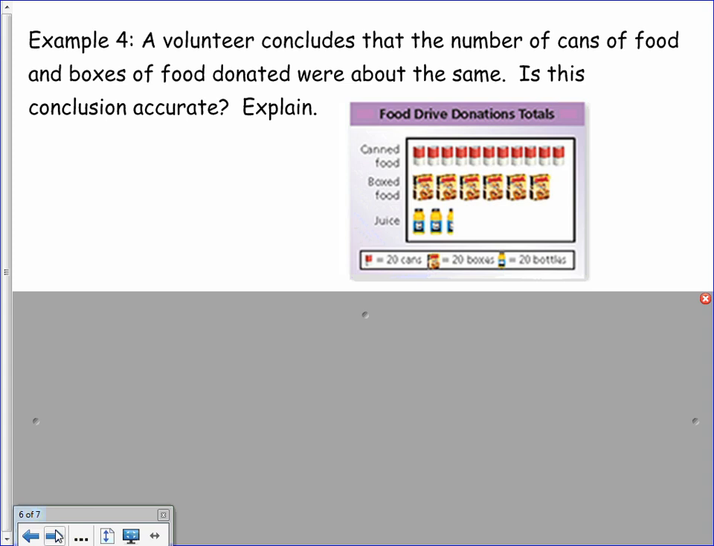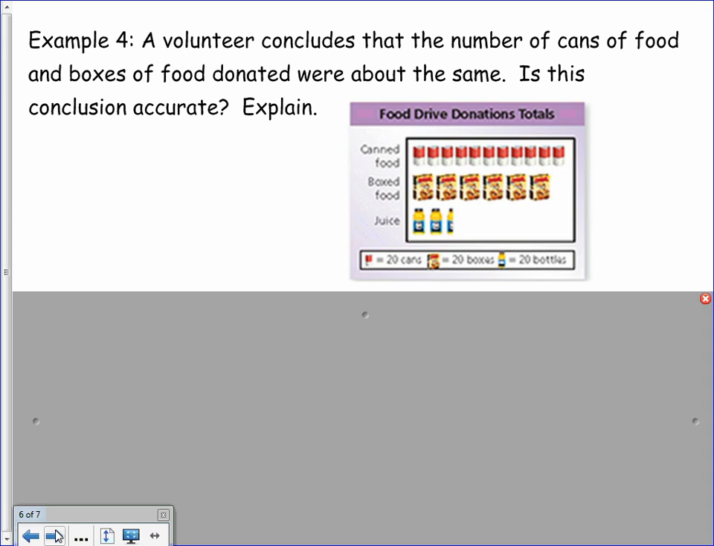All right, so we have example 4. A volunteer concludes that the number of cans of food and boxes of food donated were about the same. Is this conclusion accurate? If we look at this pictograph, okay, we have cans of food. Each can is 20 cans. Each box is 20 boxes, and each bottle is 20 bottles.